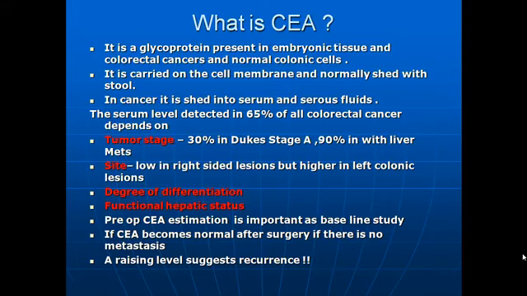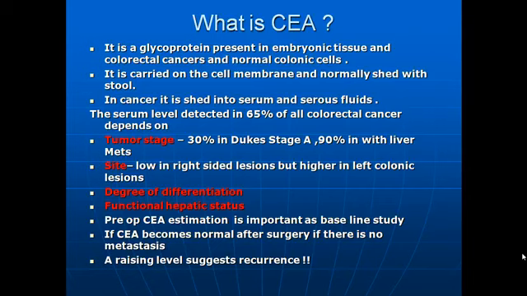The serum level is detected in 65% of all colorectal cancers. So you will find increased level of carcinoembryonic antigen in about 65% of colorectal cancers, which depends on the tumor stage. So 30% in stage A and 90% with liver metastasis. If the patient is having liver mets, in 90% of cases you will find the increased level of carcinoembryonic antigen. And in the early stages, for example, if the patient is having Dukes stage A, then in 30% of cases you will find there is increased level of the carcinoembryonic antigen.